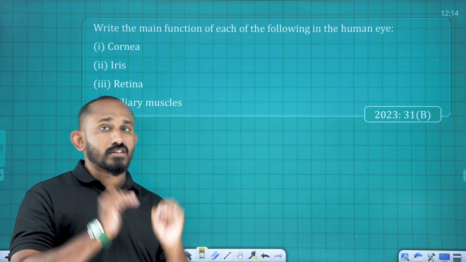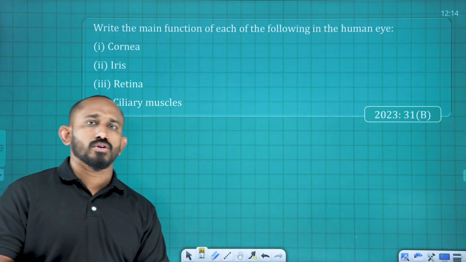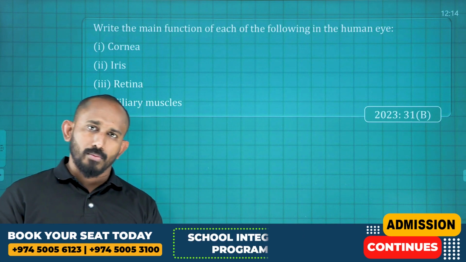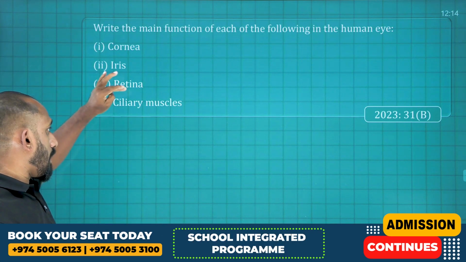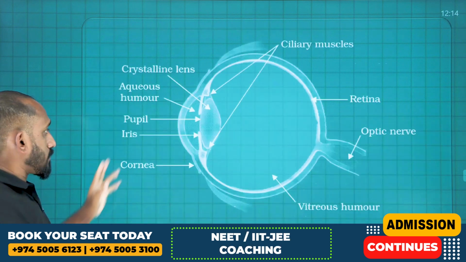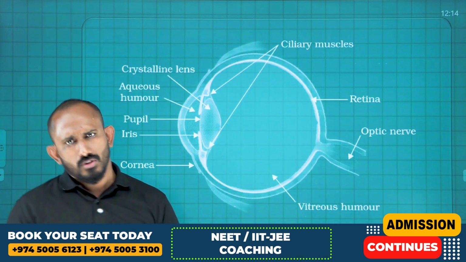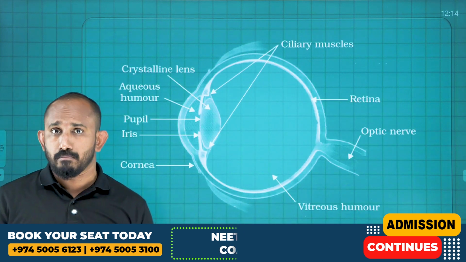So human eye, the functions they're asking. Different parts of the human eye, how it is working. You know, the human eye has different parts. So here they're asking for cornea, iris, retina, and ciliary muscles. The figure is not there to practice, but the function is very important.